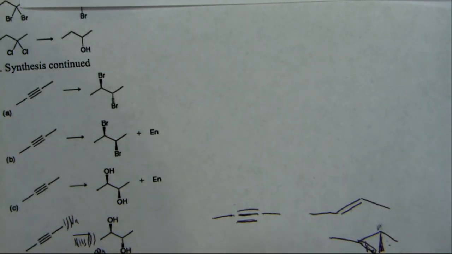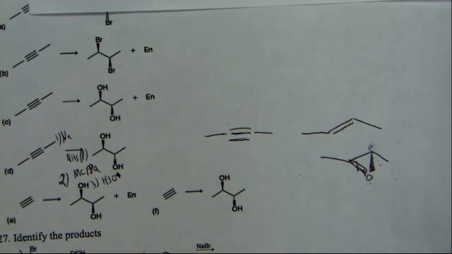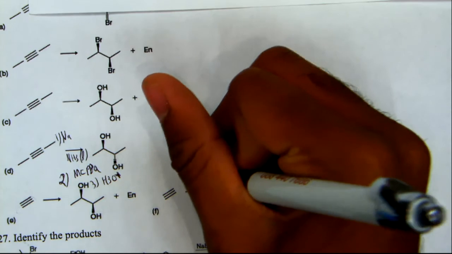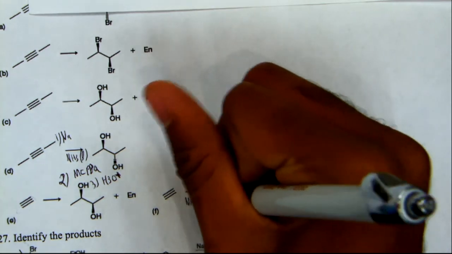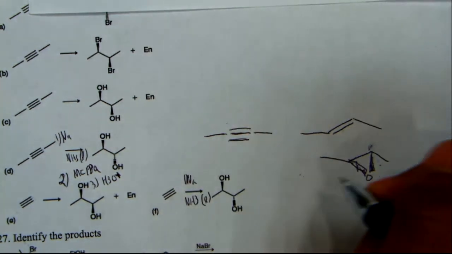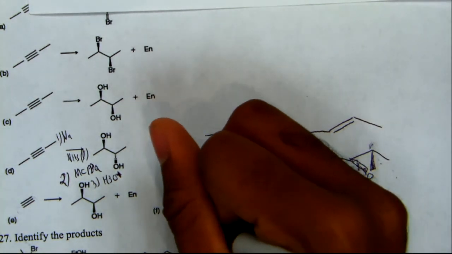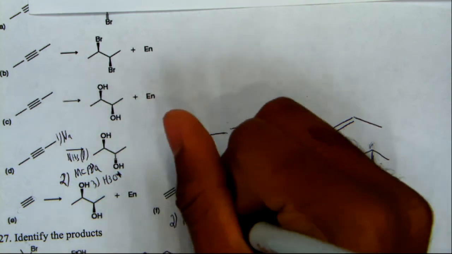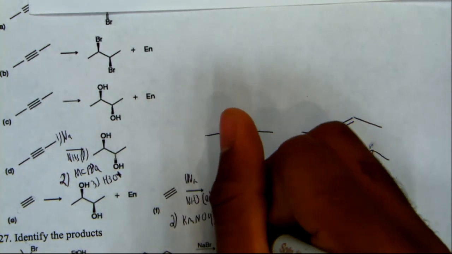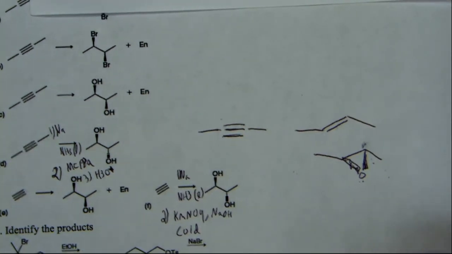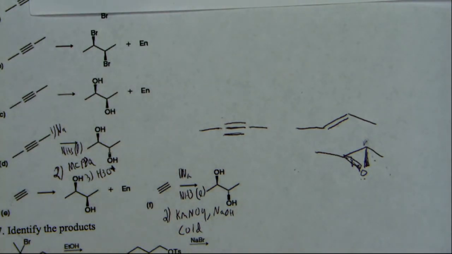5 minutes left, so do you want to see how to do C, or would you rather see F? F. Okay. So you can do the same first step, Na in liquid ammonia, and then you just need to do syn dihydroxylation, so you can use KMnO4, NaOH, cold. And that works the same as the other reagent. He gave you both reagents in class, but there's an OsO4 reagent that you can use. It does the same thing.